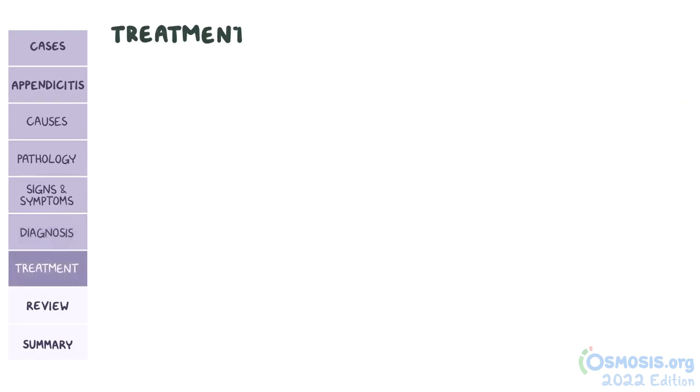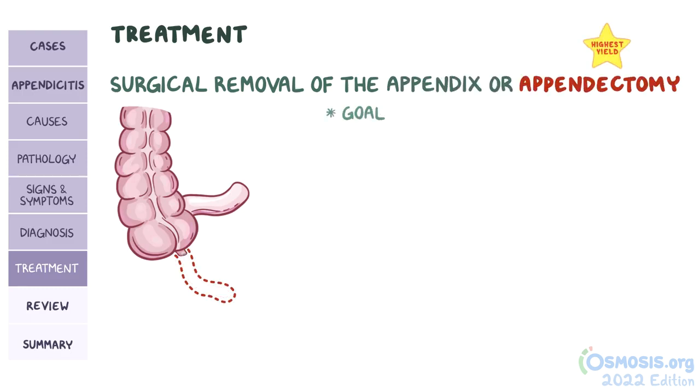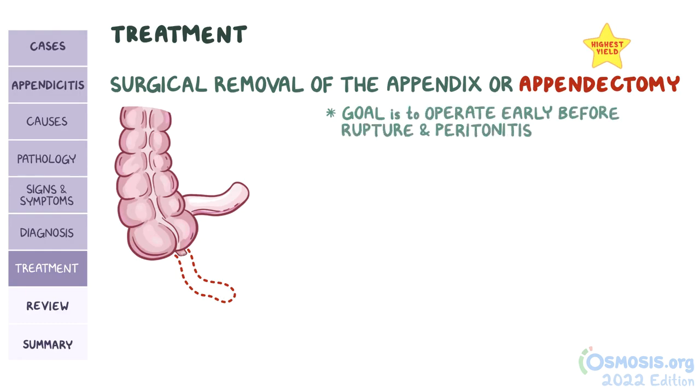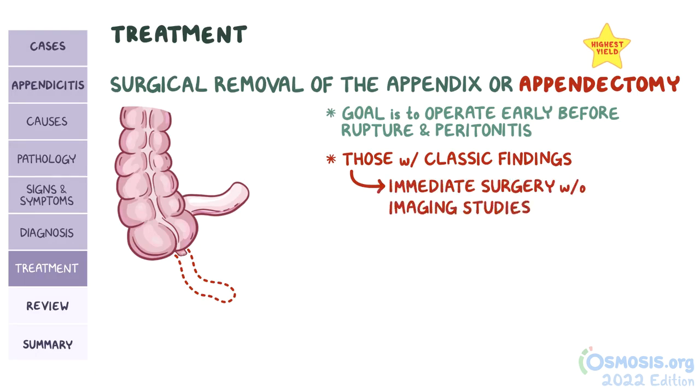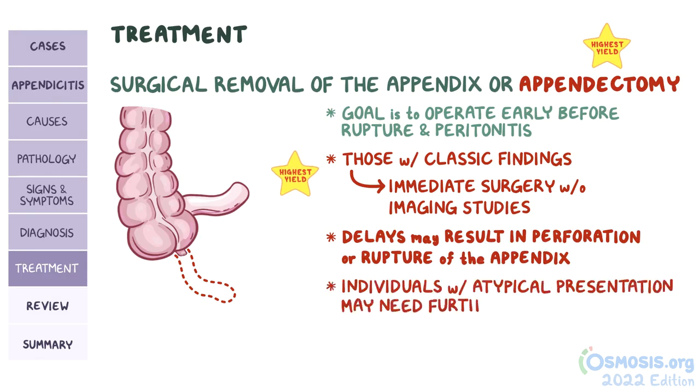The standard treatment for appendicitis is surgical removal of the appendix, or appendectomy. The goal is to operate early, before appendiceal rupture and peritonitis develop. Now for the future, keep in mind that those with classic findings may be taken for immediate surgery without imaging studies, as delays may result in perforation or rupture of the appendix, while individuals with atypical presentation may need further testing to rule out other causes of abdominal pain.